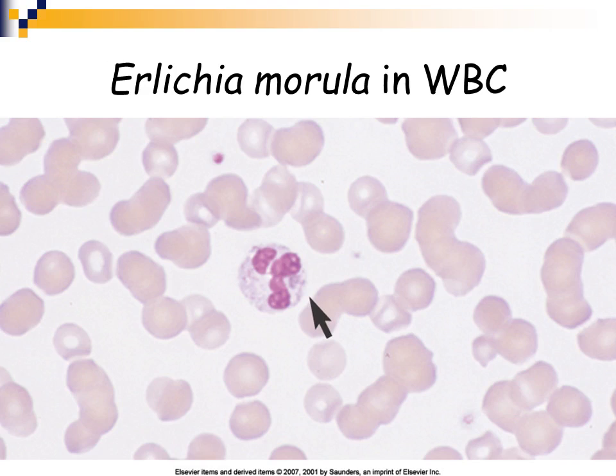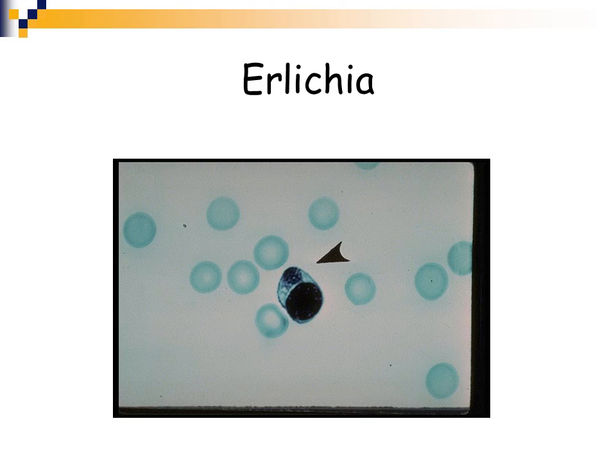Here is the morula in a white blood cell, so they get very large and just start to spread through the white blood cell until the cell bursts. Again, a nice large inclusion in the cytoplasm.